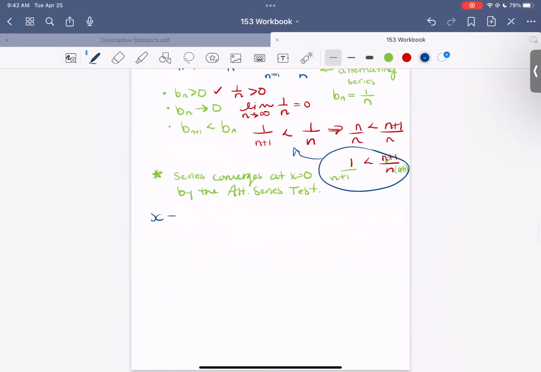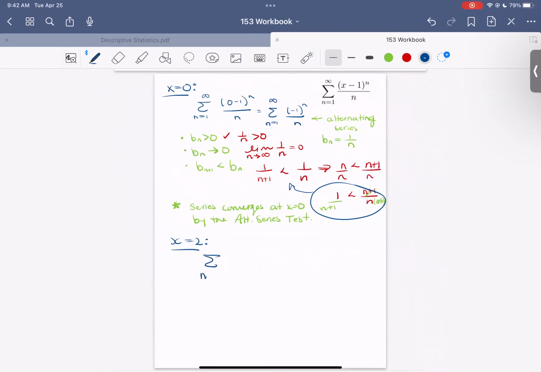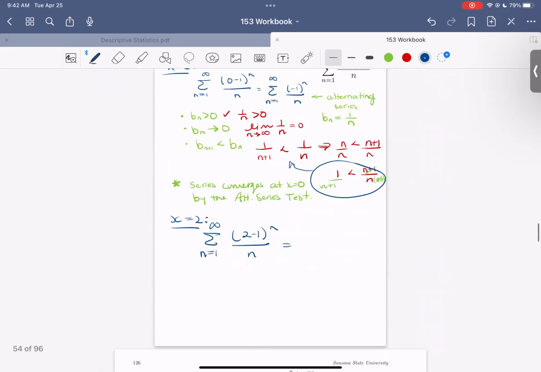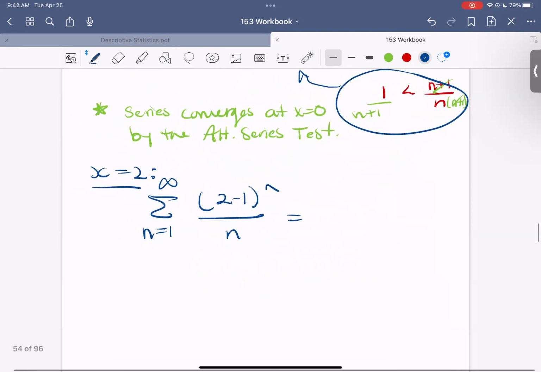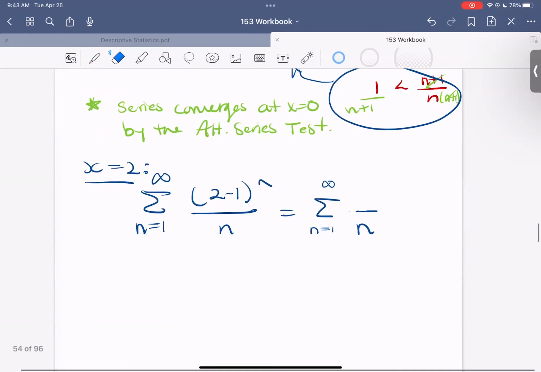So what about when x equals 2? Well, what does our series look like? Now we have the sum of n equals 1 to infinity of (2 minus 1) to the n over n. So what does that become? Well, 2 minus 1 is just 1. So we get n equals 1 to infinity of 1 to the n over n. 1 to any power is always 1. So that is just going to be 1 in that numerator. So I can just erase that numerator and write 1.